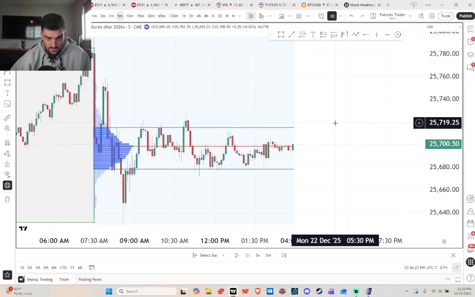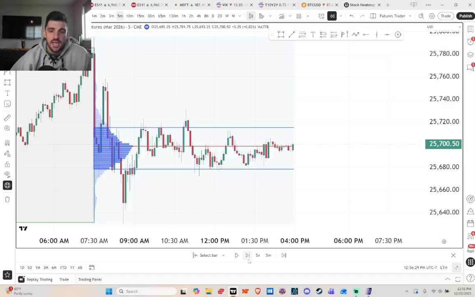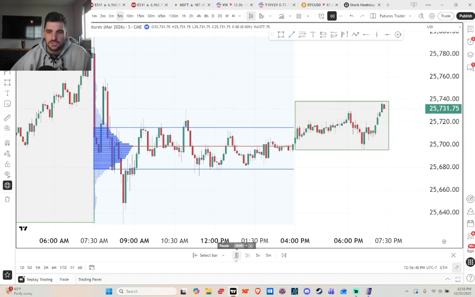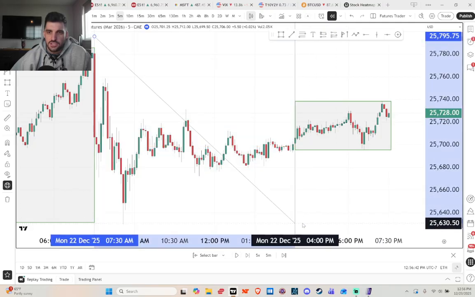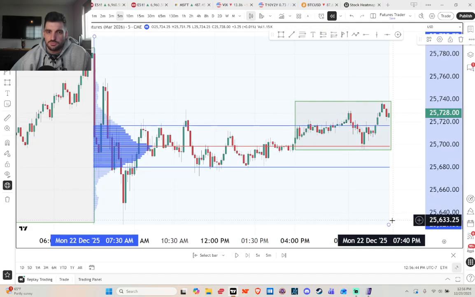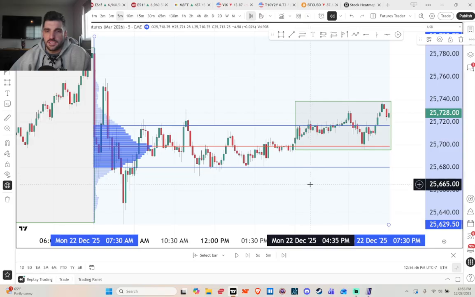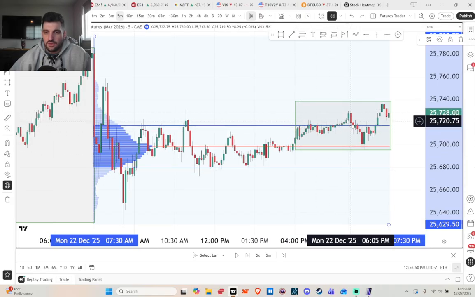All right. Now we can play this forward and we can see what happened in the overnight session as well. So we come into the overnight session, we start to push above the value area. And then we get a reversion back down to the mean initially. We can continue to stretch this profile out so that we can see it a little bit better. We have prices come outside of the value area, and then we have a reversion right back down to the point of control.